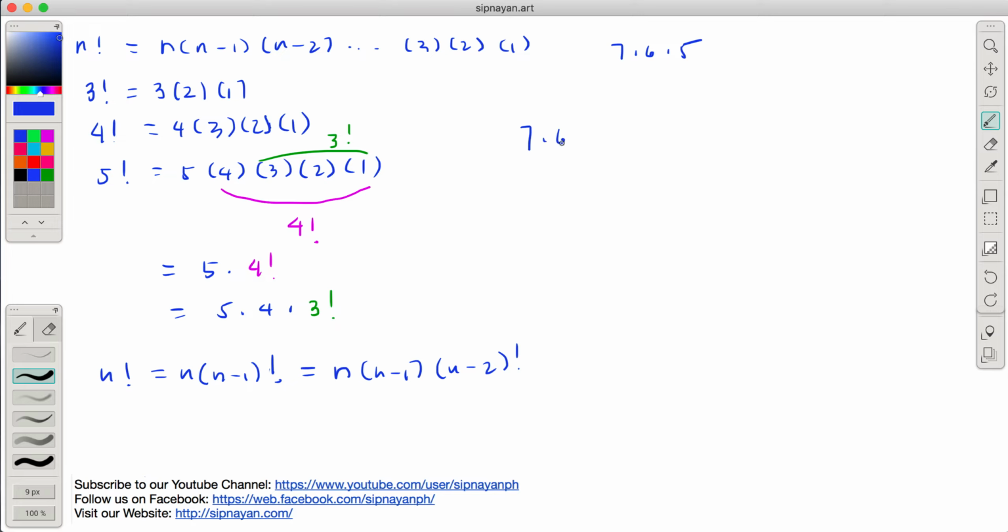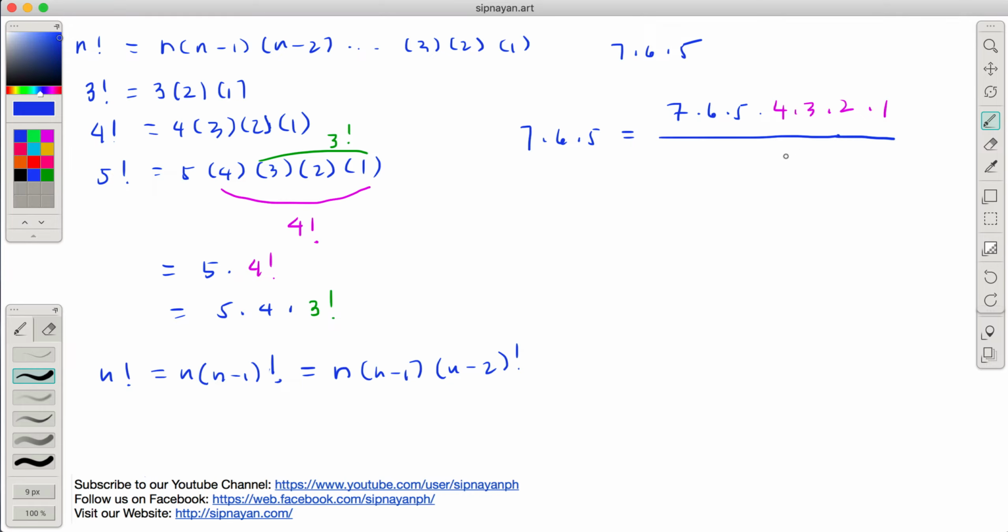So, 7 times 6 times 5. This is equal to 7 times 6 times 5. Tapos, itutuloy natin siya ng 4 times 3 times 2 times 1. Para maging factorial siya. Para maging 7 factorial siya.